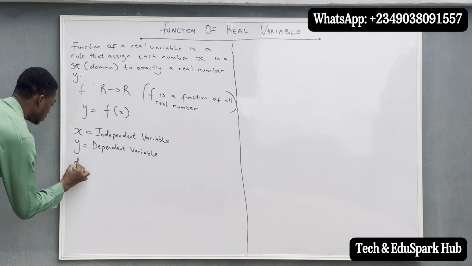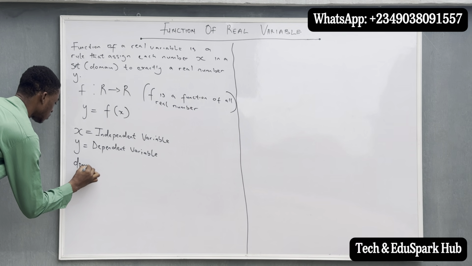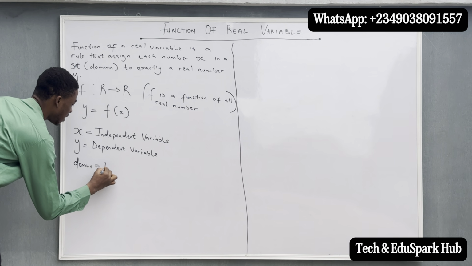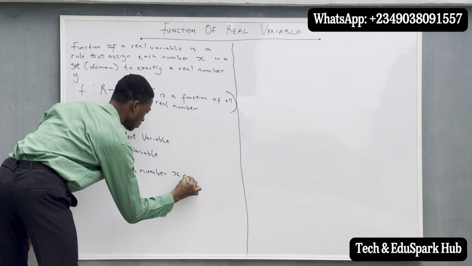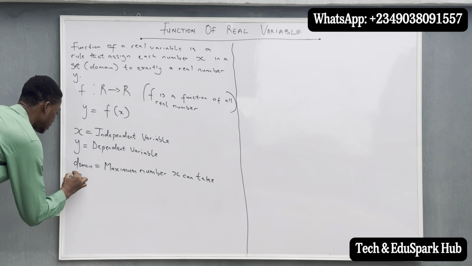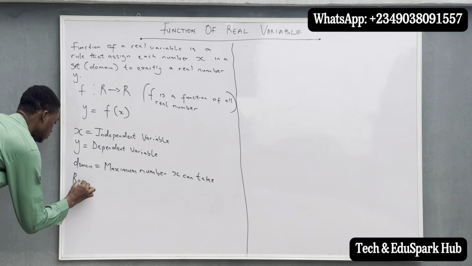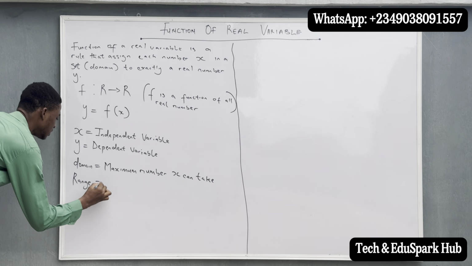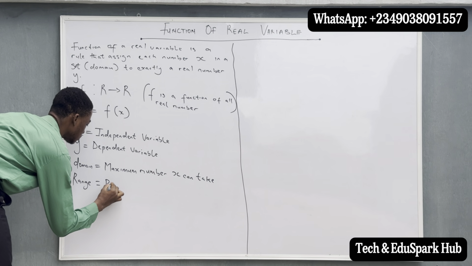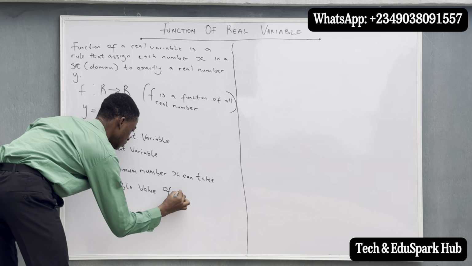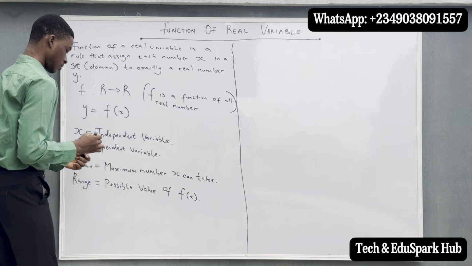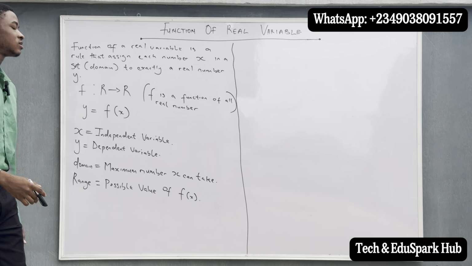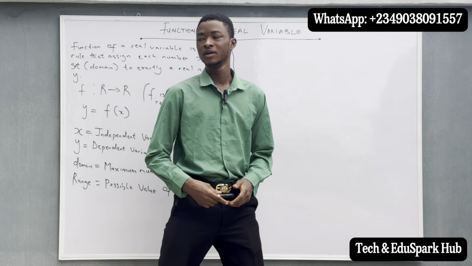And we have our domain, which is the maximum number x can take. And lastly, we have our range, which is the possible value of f of x. So this is all to note about the function of a real variable.